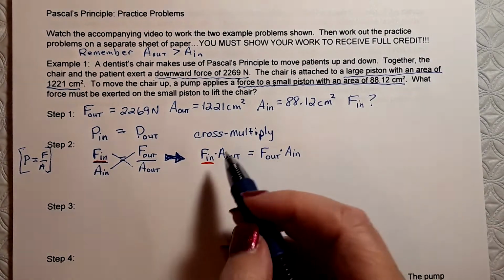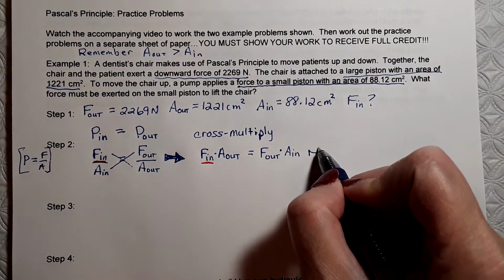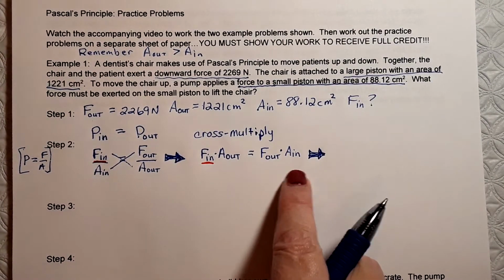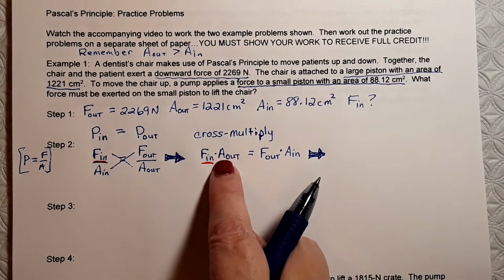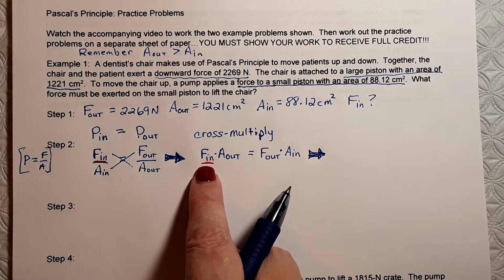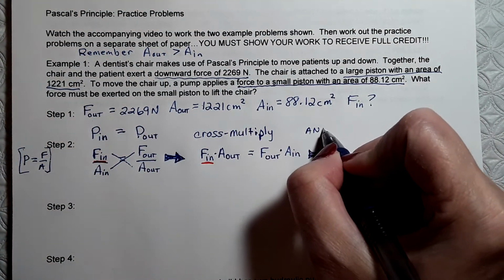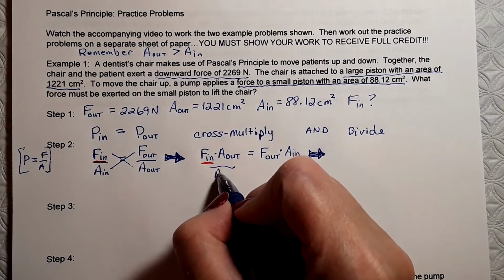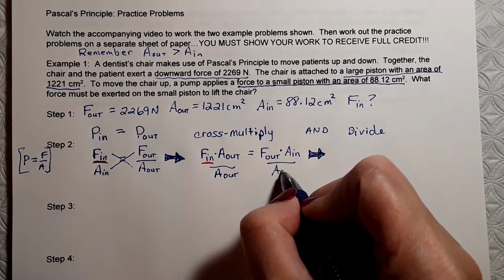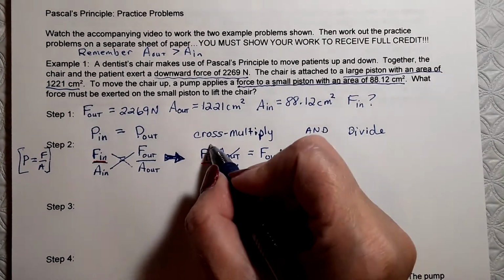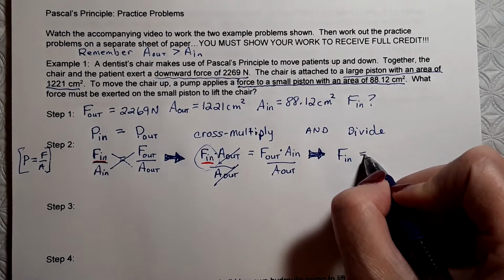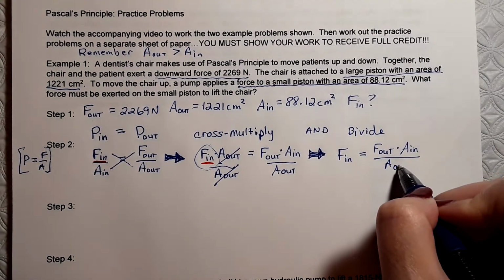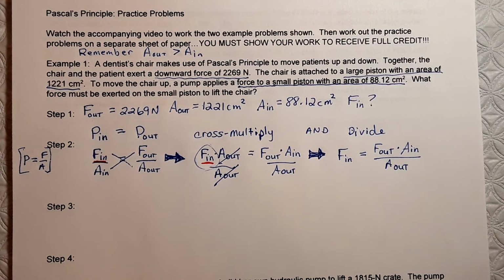Oh, but now it's going to be a lot easier because the next part of the process is simple. Okay, let me get my little cute arrow right here. So next, now that we've cross multiplied, we're going to divide to get rid of the unwanted variable and leave behind the one we want. So we cross multiply and then we're going to divide. All right, so we're going to divide this side by A out, and we're going to divide this side by A out. They cancel right here, and that leaves behind what we want equals F out times A in over A out. So cross multiply, divide, cross multiply, divide.